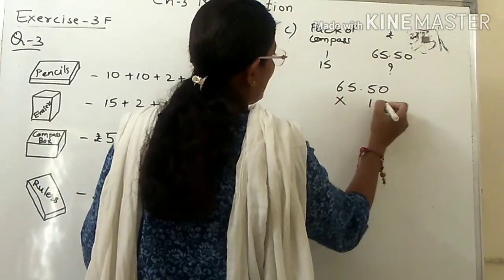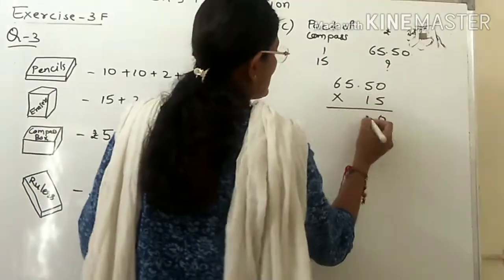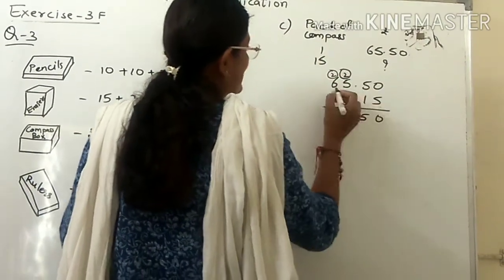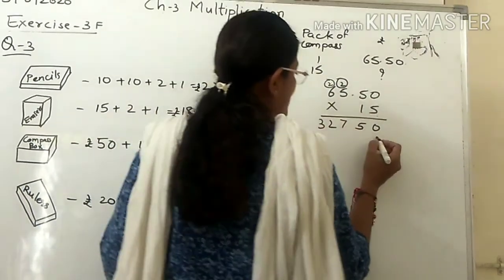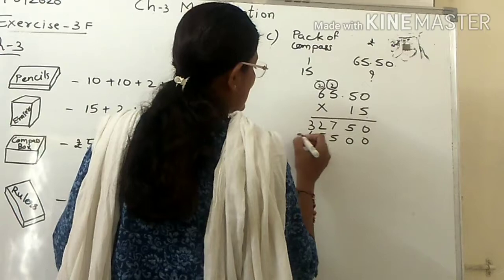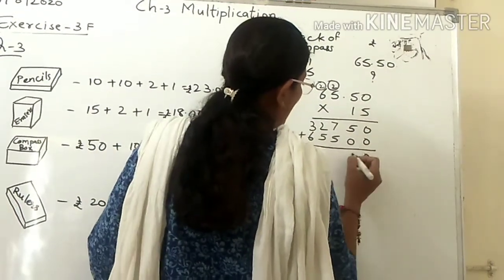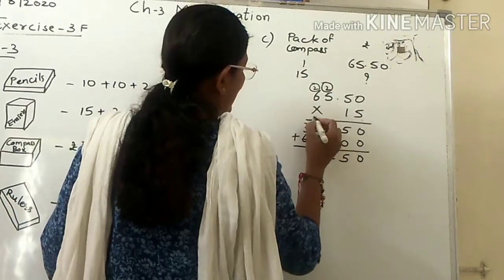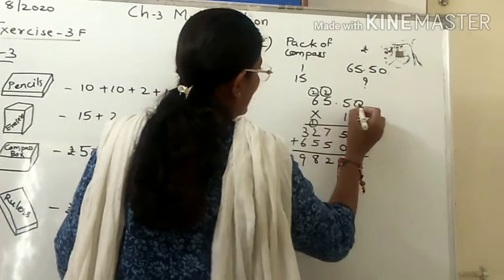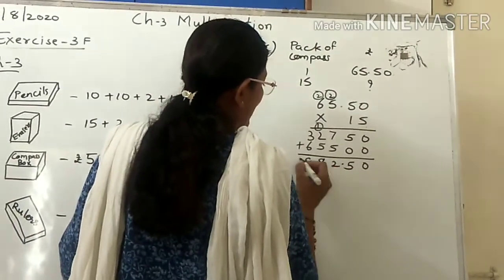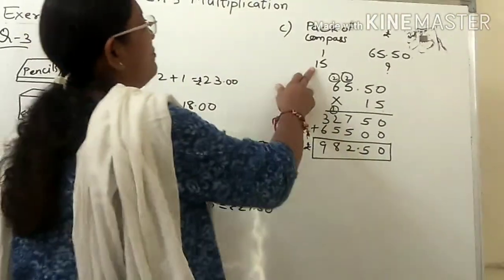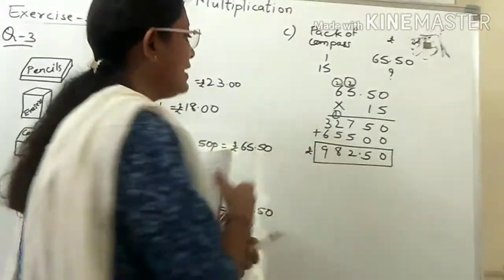65.50 multiplied by 15. 5 0 is 0, 5 5 is 25, 5 to carry over. 5 5 is 25 plus 2, 27, 7 to carry over. 5 6 is 30 plus 2, 32. Now keep 0 for tens place. Then 1 0 is 0, 1 5 is 5, 1 5 is 5 and 1 6 is 6. Add this. 0 plus 0 is 0, 5, 7 plus 5 is 12, 2, 1 carried over. 5 plus 2, 7 plus 1, 8 and 6 plus 3, 9. After the point 2 digits are there, so from left 2 digits and keep the point. Your answer is rupees 982.50. Means 15 packets of compass box will cost rupees 982.50.